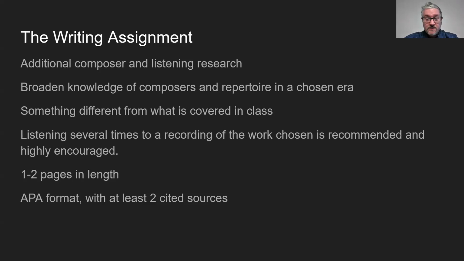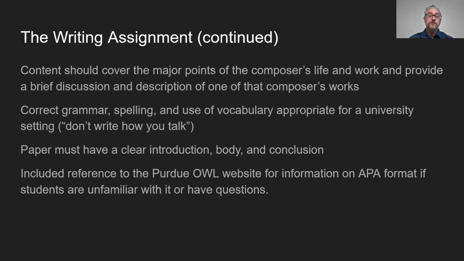I want it to be 1 to 2 pages in length. This writing assignment is not going to be a big research paper. 1 to 2 pages in length. Give me some discussion on it. Like I said, the emphasis in this class is performing. The emphasis in this class is the performing skills and the concepts that govern them. I want APA format with at least 2 cited sources.